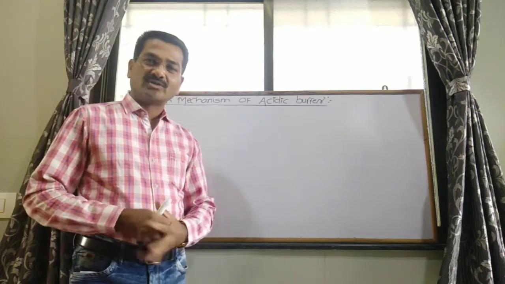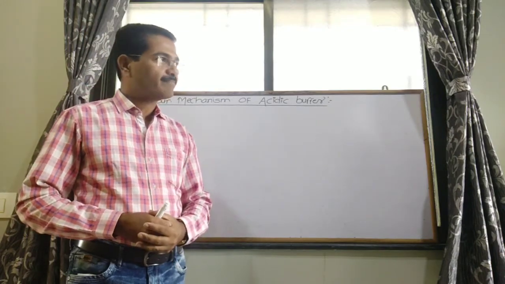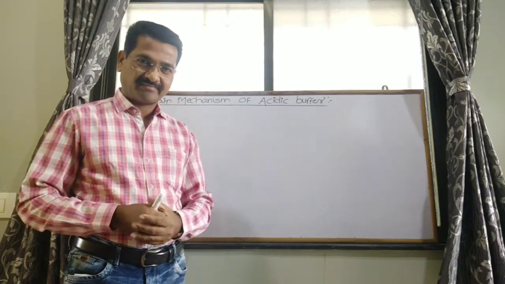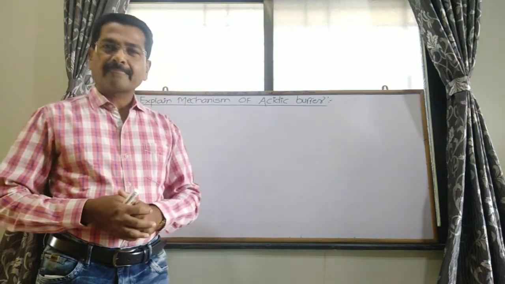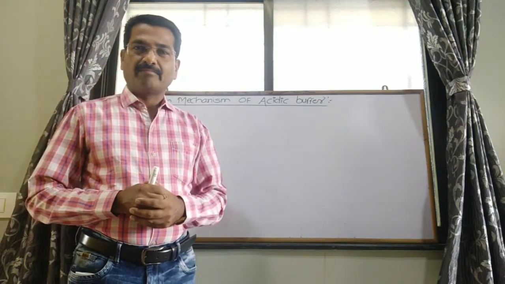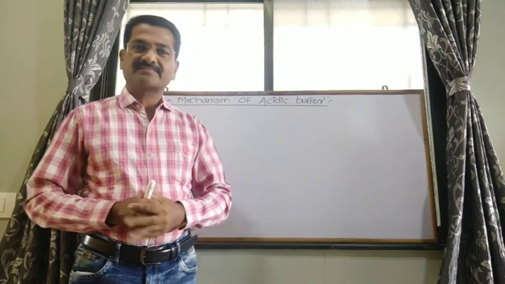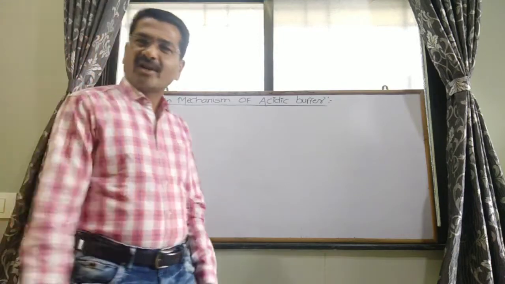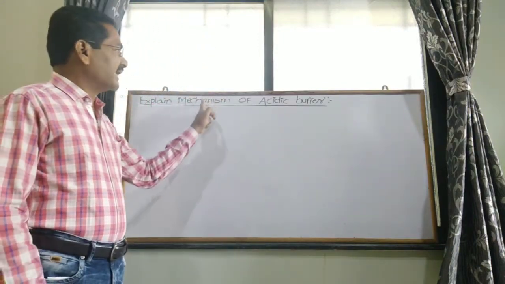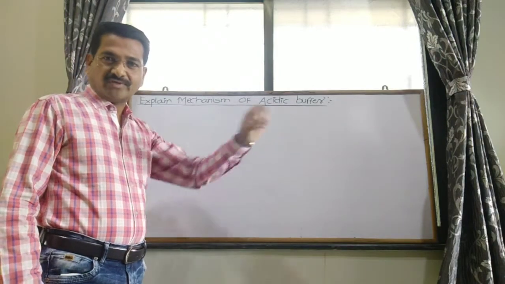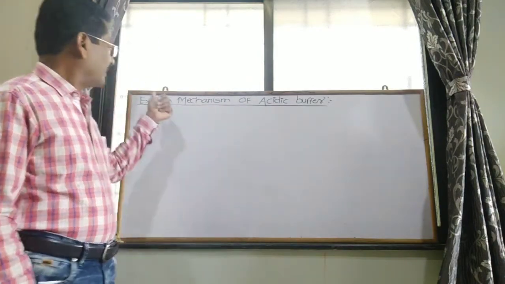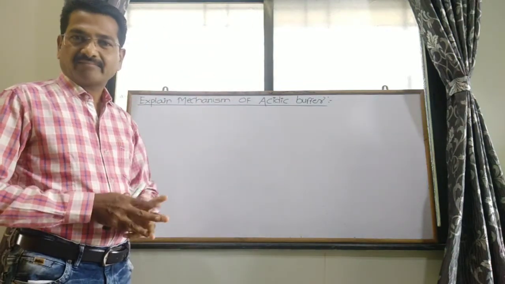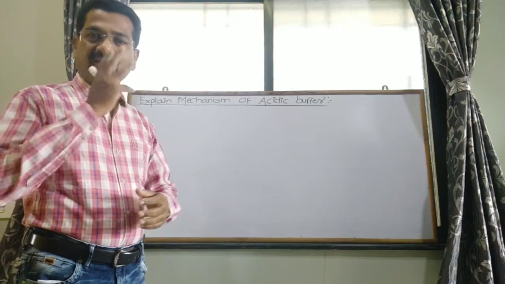We discussed the buffer solution, its types and properties in the last period. But in this period, we will learn the mechanism of buffer solutions and then the uses of buffer solution. So first of all, see the mechanism of acidic buffer. First question: explain the mechanism of acidic buffer. How to explain this mechanism for 3 marks?